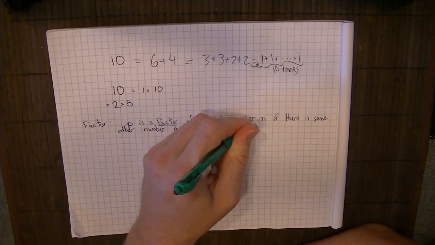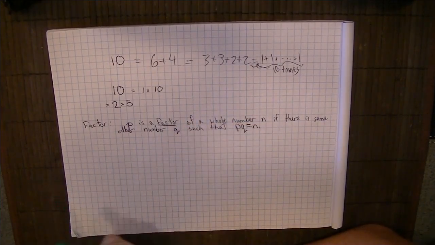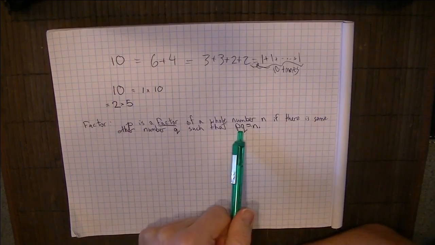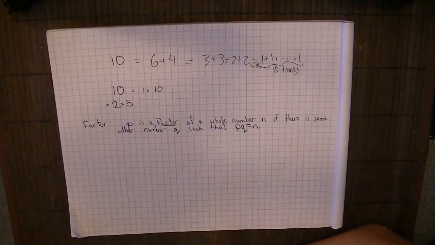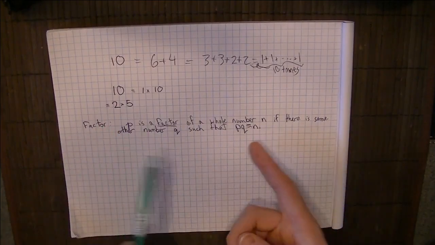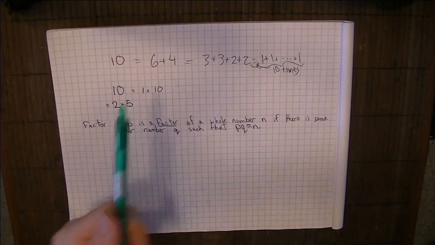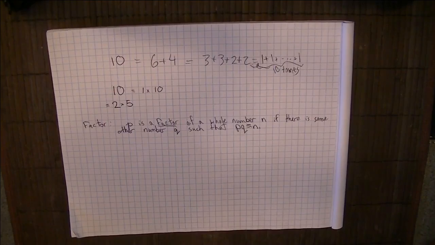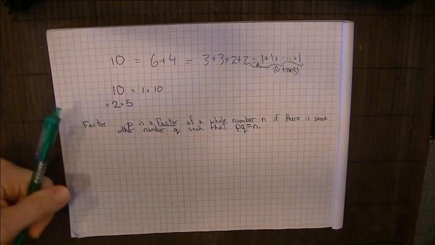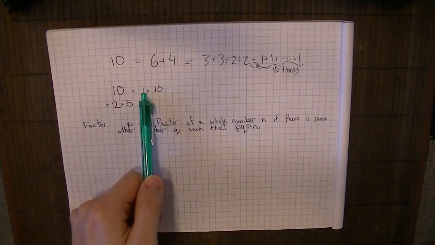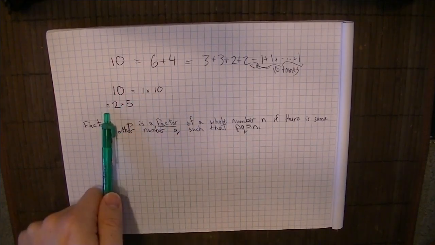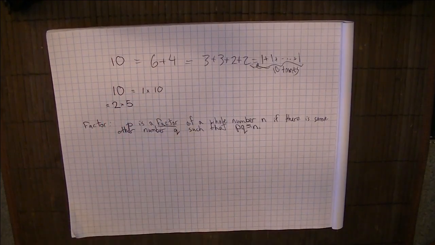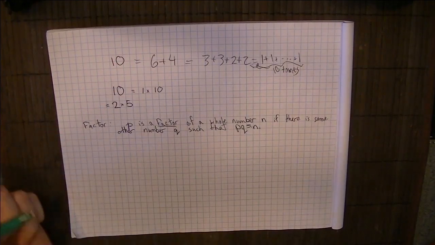So notice, actually, that if you have one factor P and then you've got some other number Q, Q will also end up being a factor because we could just swap the letters P and Q around and the definition will still be true for Q. Okay, so looking back to 10, 1 is a factor of 10, 10 is a factor of 10, because 1 times 10 is 10, 2 is a factor of 10, and 5 is a factor of 10, because 2 times 5 is 10.